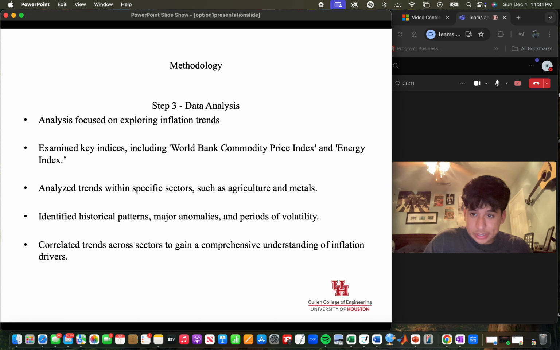Step three was the data analysis. We had to analyze the data. Once we had it together, we had to see the patterns. We had to examine key indices, the price index, the energy index. We had to see how that affected inflation. We found some specific trends, how the energy sector affects inflation.